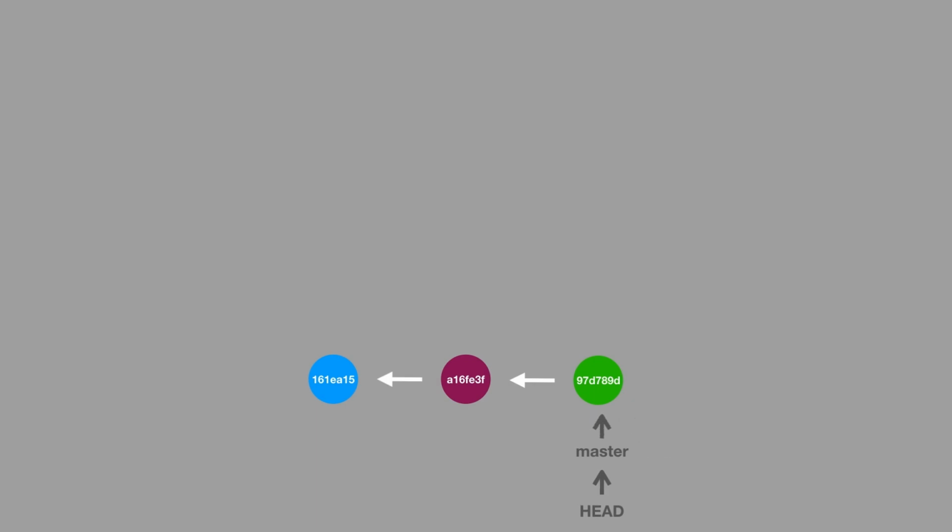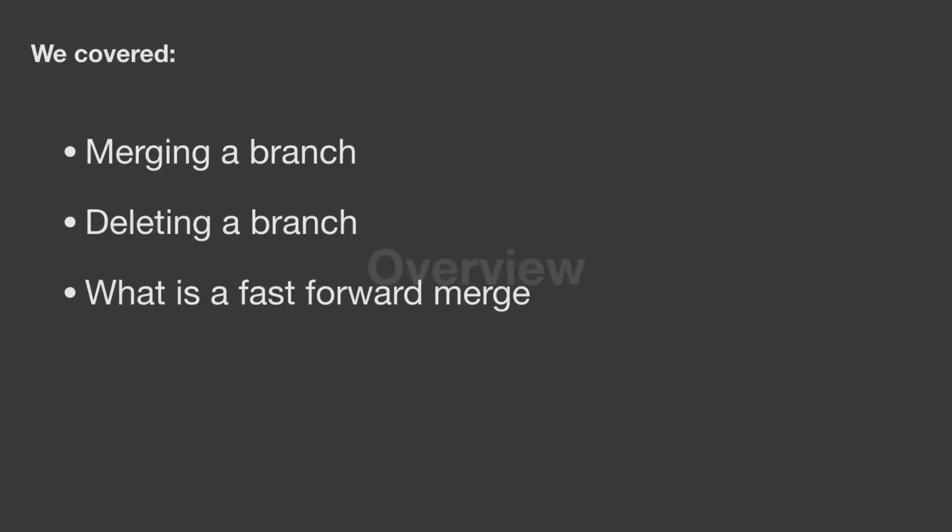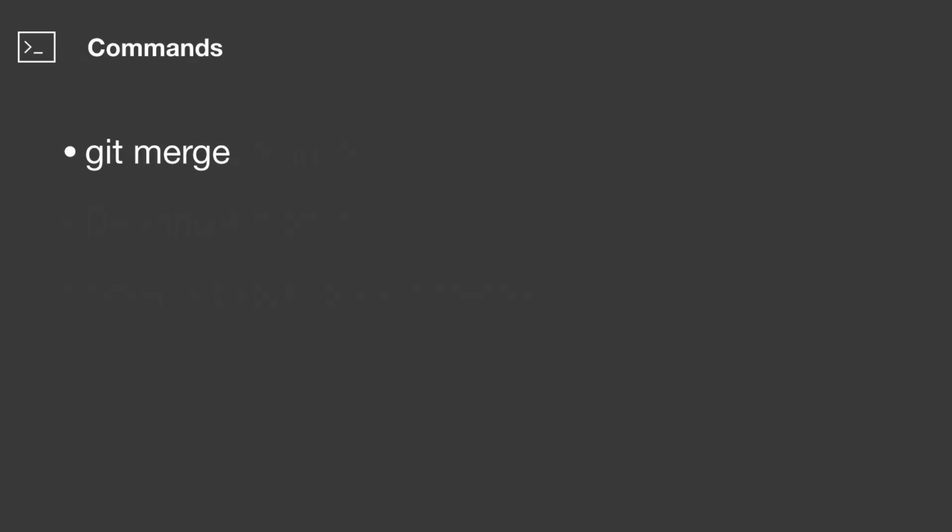That was it for this lesson. Let's overview. So in this lesson, we covered merging a branch, deleting a branch, and what is a fast forward merge. And we introduced a new command, the git merge command. That was it for this lesson. See you at the next one.